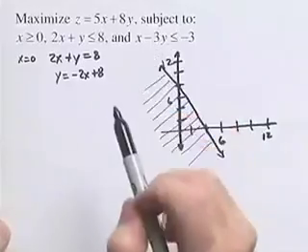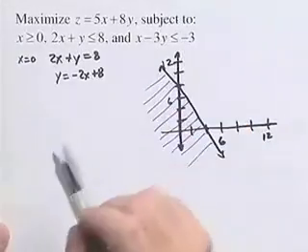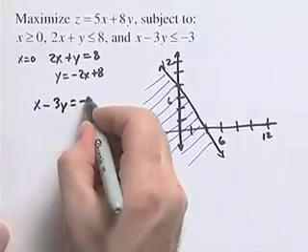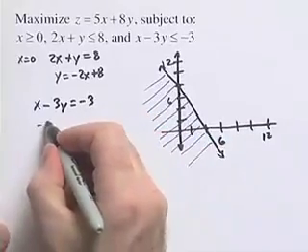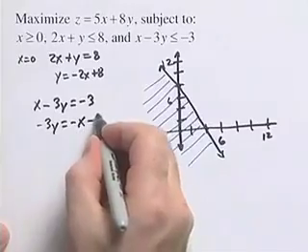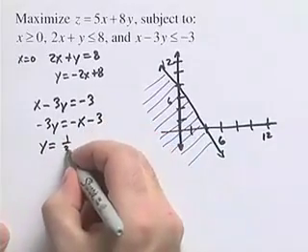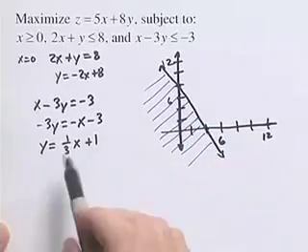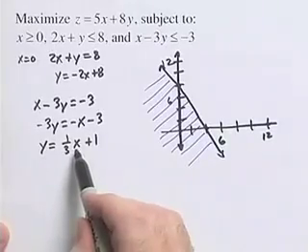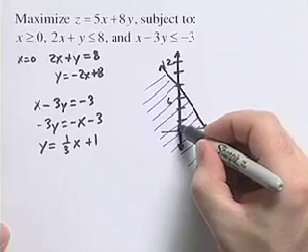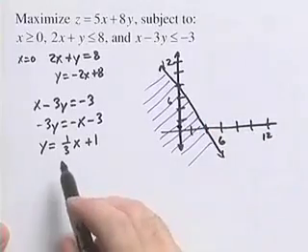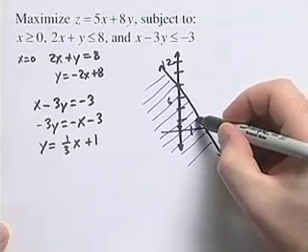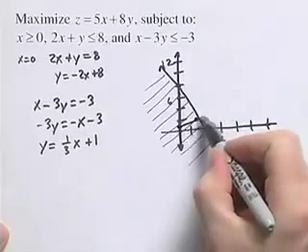Next, we're going to look at our last inequality constraint. We have x minus 3y is less than or equal to negative 3. If we consider that as an equation, x minus 3y equals negative 3. Again, we're going to solve for y. Negative 3y equals negative x minus 3. Y is equal to 1/3 x plus 1. The inequality is non-strict, so we're going to graph this line with a solid line. We need a couple of points again. If we let x equal 0, y is equal to 1. That'll put us right there. And if we let x equal 3, then y will equal 2. Go 3, 2. I'm going to go ahead and graph that.